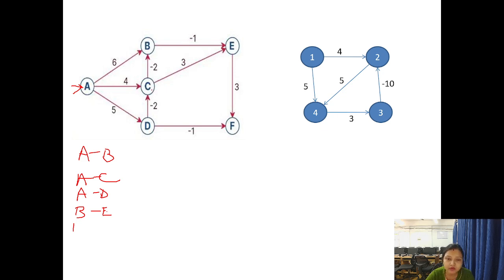Now let's start with C. C to A, there is no path from C to A because you can see the direction is the other way. C to B, yes, there is a path from C to B. C to D, no, there is no path from C to D. C to E, yes, there is a path from C to E. C to F, no, there is no direct path from C to F. Okay, we are done with C. Next, D. From D to A, there is no path. D to B, there is no path. D to C, yes, there is a path from D to C.